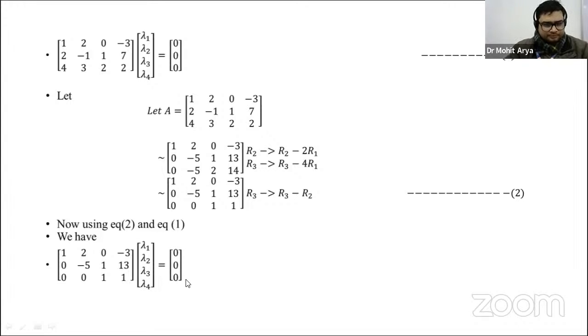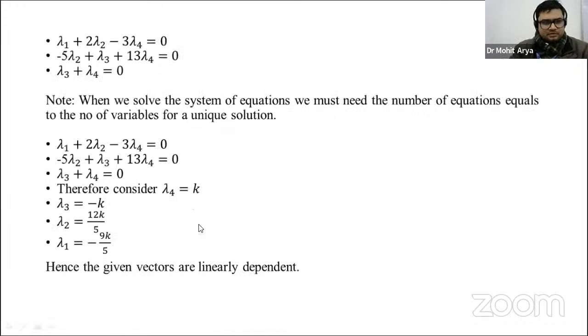Now what we do, again we convert the matrix system into the form of a system of equations. So this will be our required system of equations. Now there is a note: when we solve this system of equations, we need the number of equations to equal the number of variables. If there are 3 equations, then the number of variables must be 3.